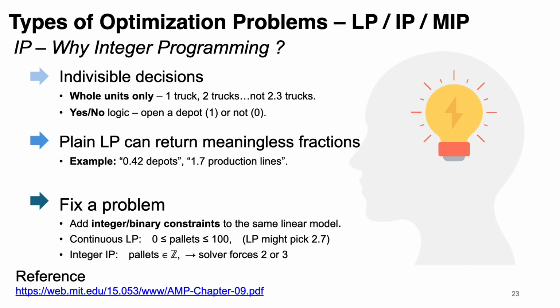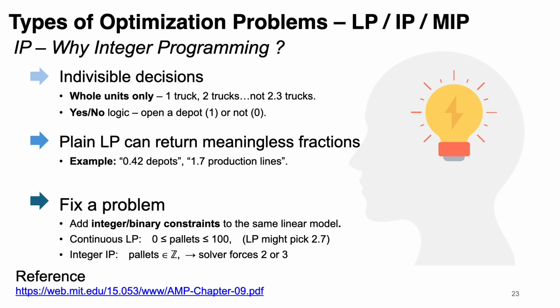Up until now, we've assumed that our variables can be any fraction, like producing 5.7 units of a chemical. But in the real world, many decisions are indivisible. You cannot open 0.42 of a warehouse. You cannot hire 1.7 pilots. These are yes or no logic choices, or what we call whole unit counts.